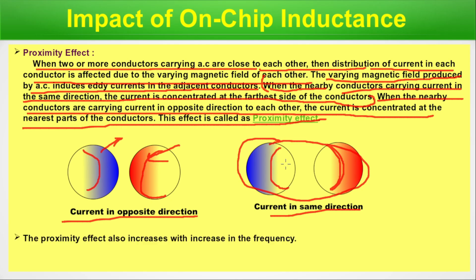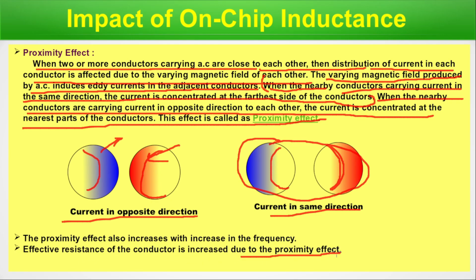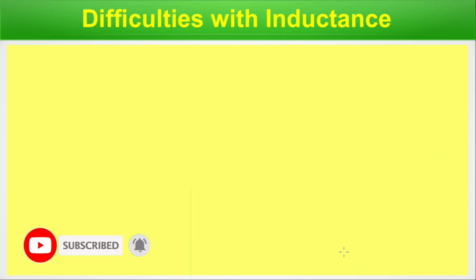This is proximity effect. The proximity effect also increases with an increase in frequency, and the effective resistance of the conductor is increased due to proximity effect. So we are done with this slide. Now we are moving to the next slide. Difficulties with inductance.